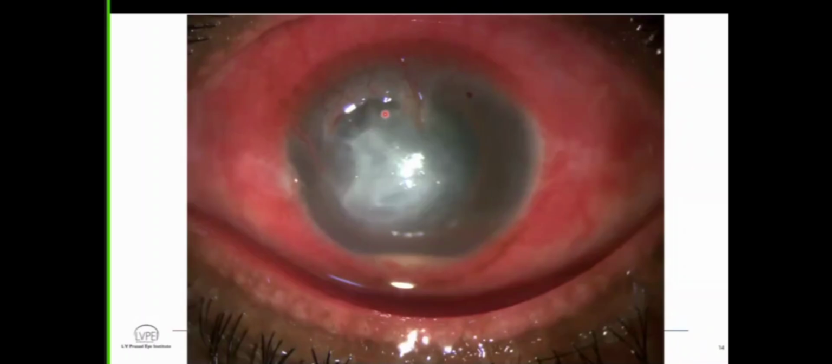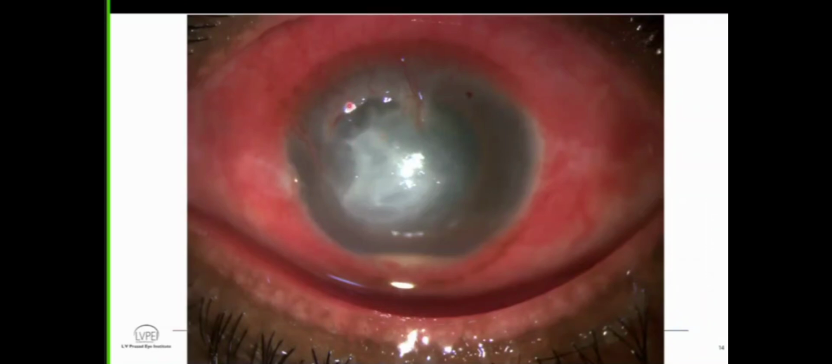The other thing which is not very clear in this photo, but there is a lot of deep vascularization also in the same area underlying this superficial vascularization. And you have some scarring, some areas of edema, some areas of scarring, some areas of infiltrate.